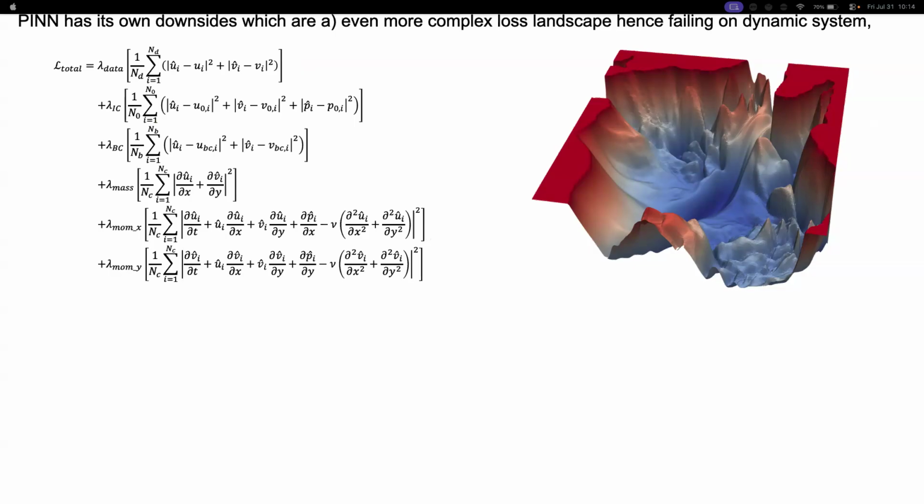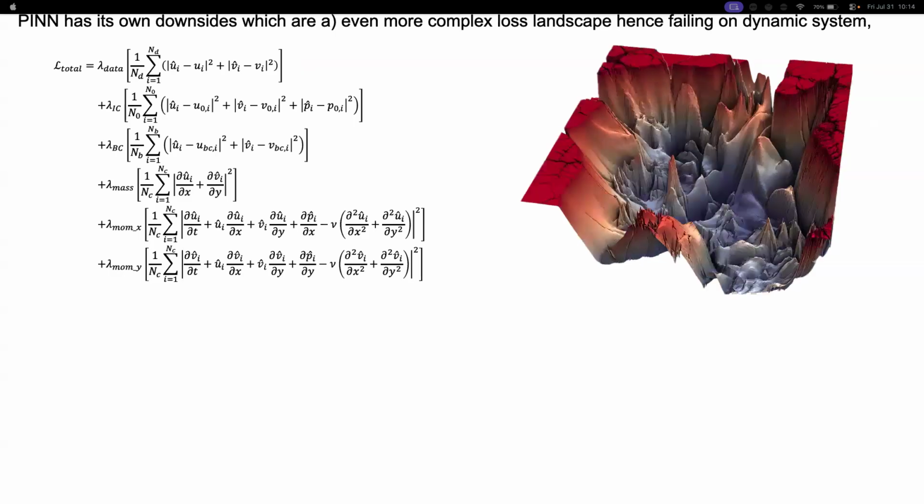But PINN is not a perfect method, as we all know. It has its own downsides. At first we have only the data term, which is just a single objective optimization, which already has a complex loss landscape. But if we extend this to a multiple objective optimization problem, it makes everything worse. The loss landscape gets even more complex, and so it will make convergence almost impossible.